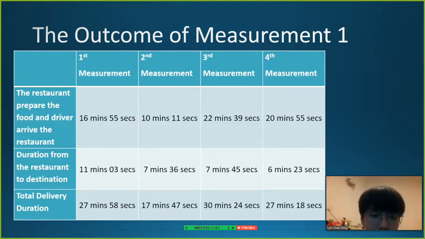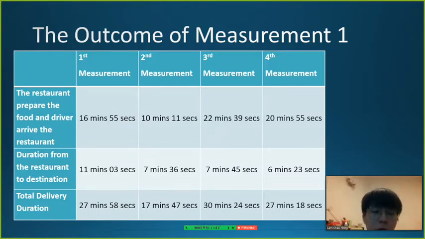The second measurement took a total of 17 minutes and 47 seconds. The preparing time took 10 minutes 11 seconds, and the delivery time took 7 minutes 36 seconds. The delivery time went back to a normal level because the run had stopped. The third measurement took 13 minutes 24 seconds. This is the longest total time duration because of the increase in preparing time.